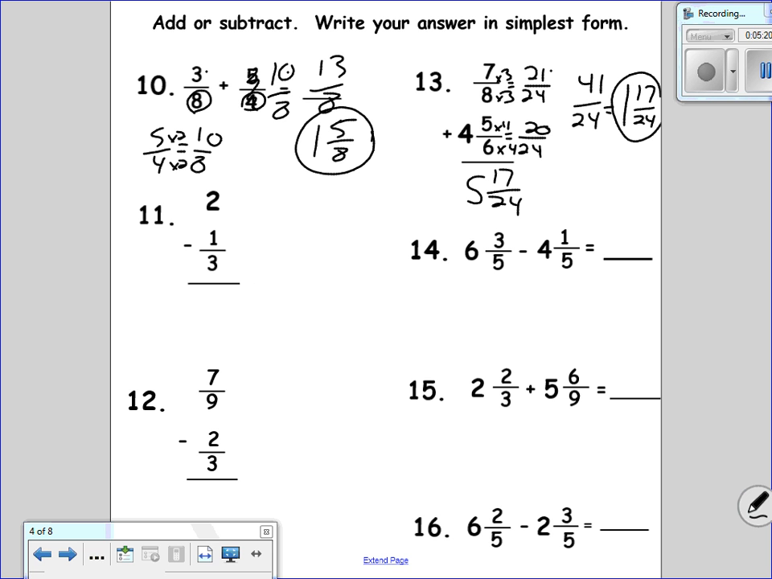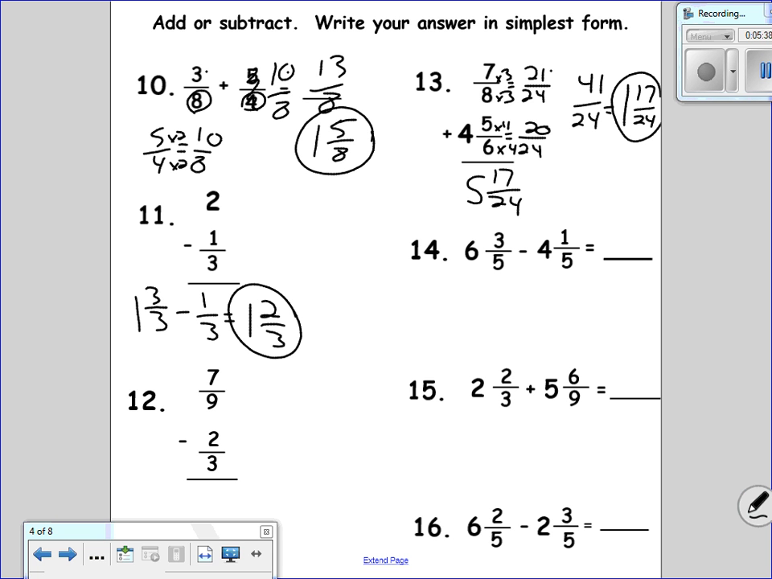So moving along here. So we have 2 minus 1/3. If I'm going to take this 2, I'm going to write it as 1 and 3 over 3 minus 1/3. So it gives me a 1 and 2/3 as my answer. You see why there's no room for error on that?